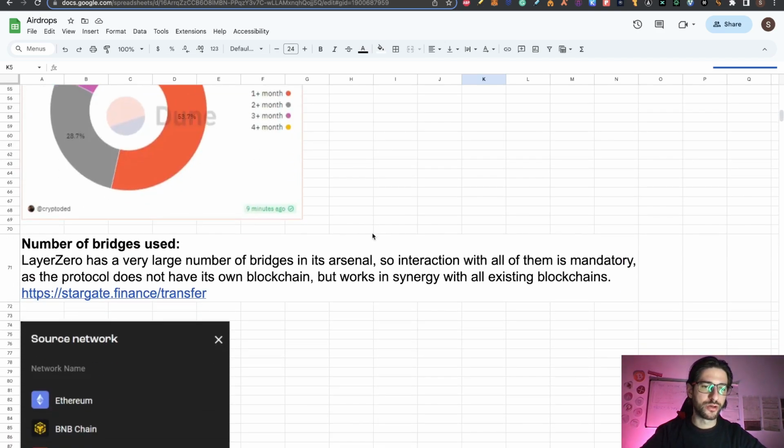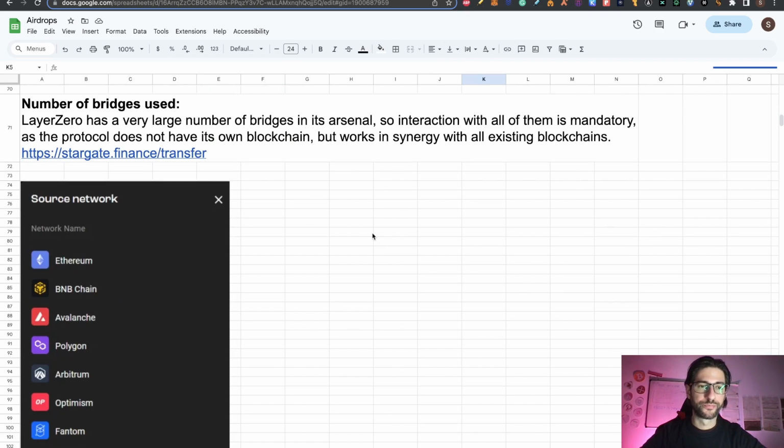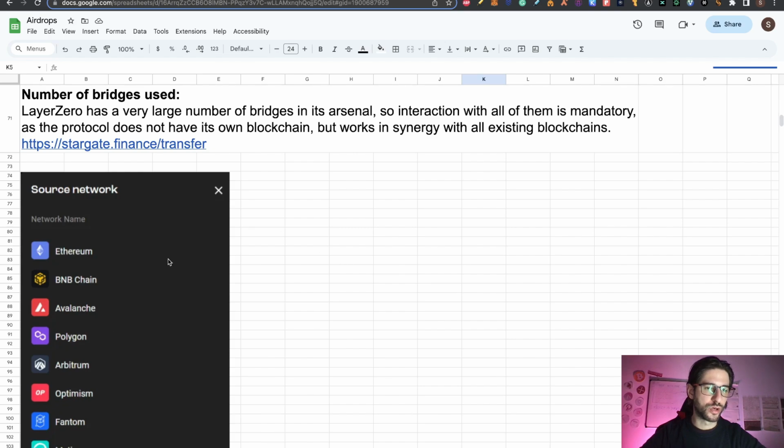The next criterion here is the number of bridges used. LayerZero has a very large number of bridges in its arsenal, so interaction with all of them is mandatory, as the protocol doesn't have its own blockchain, but works in synergy with all existing blockchains. So you can see here the source network, BNB chain, Avalanche, Polygon. There are 8 networks that you can interact with here.